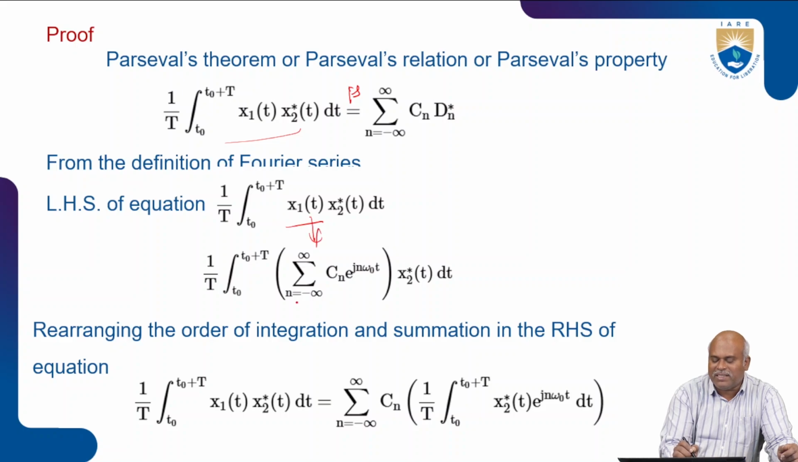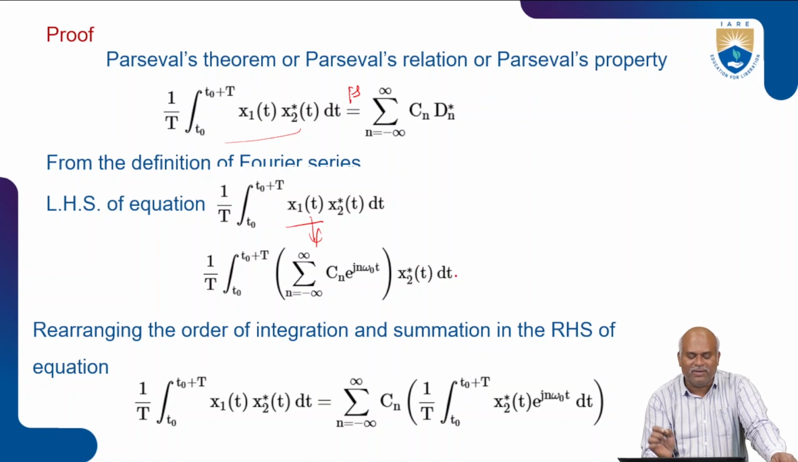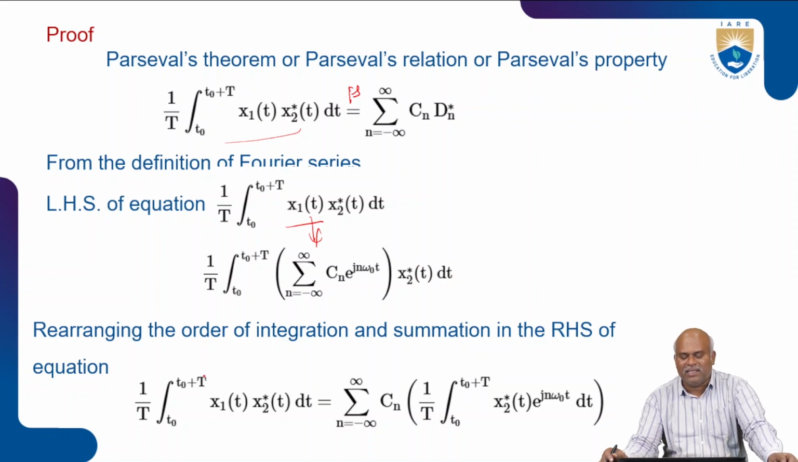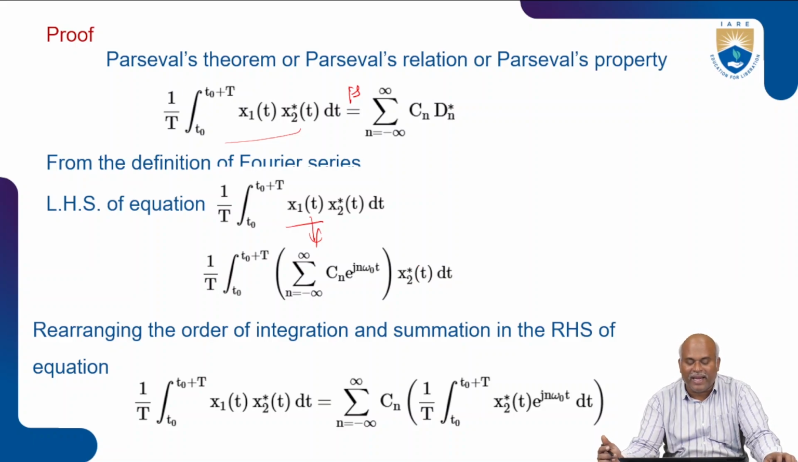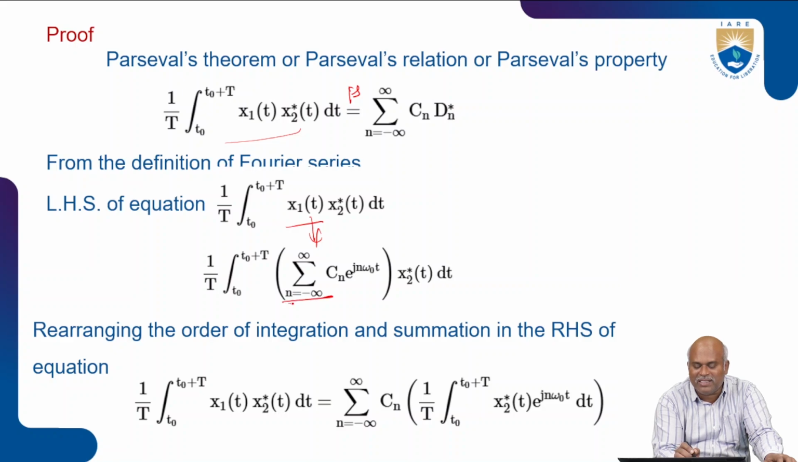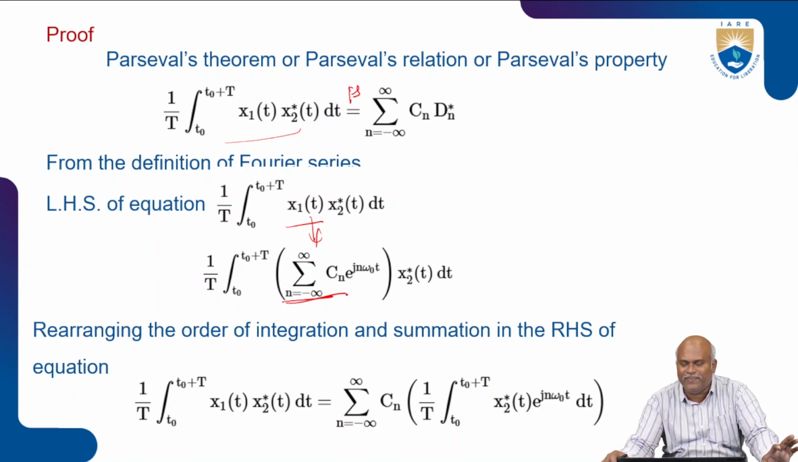The summation of n equal to minus infinity to plus infinity of c of n e power j n omega 0 t, multiplied by x2 star of t dt, we write. Now rearranging the integration and the summation on the right hand side of the equation. On the right hand side, the summation of c of n is represented as a linear constant coefficient of the Fourier series.